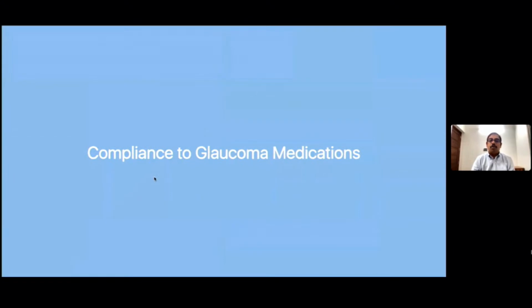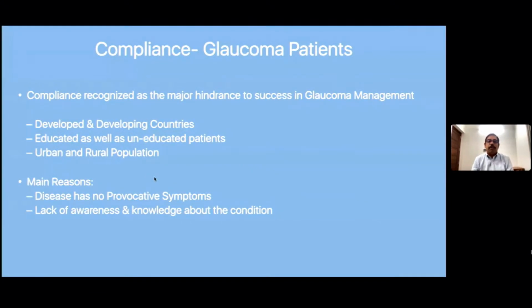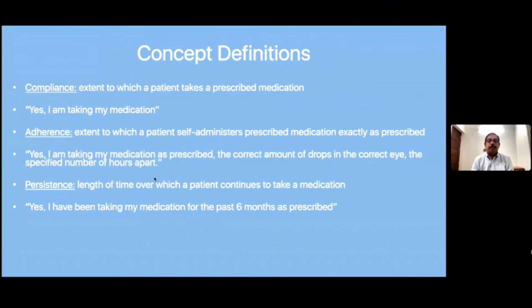So compliance to glaucoma medications is, as Rajul was mentioning, whether it is a developed country or developing country, educated, uneducated, urban or rural, everybody has the same problem of compliance. There could be many reasons, but the disease as such has no provocative symptoms, all of us know that, and also of course the lack of awareness and knowledge about the condition is another main factor.